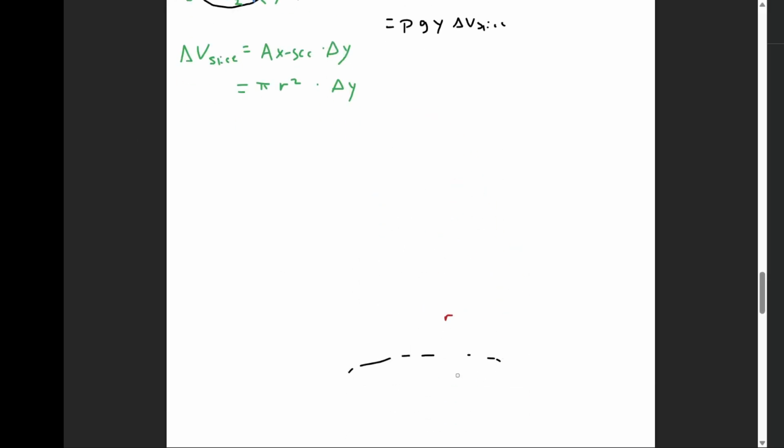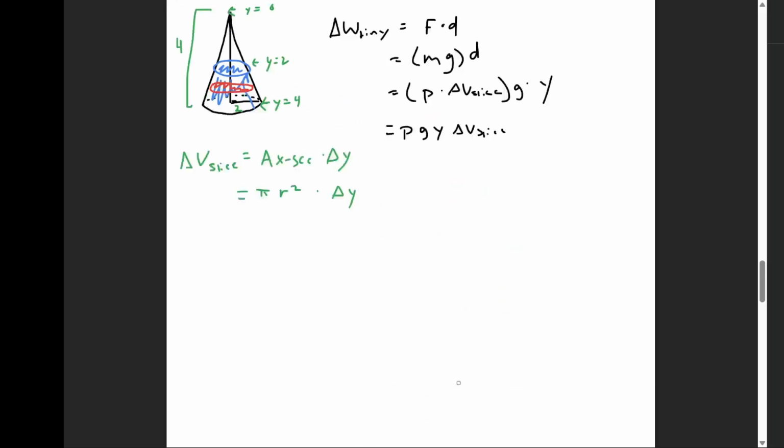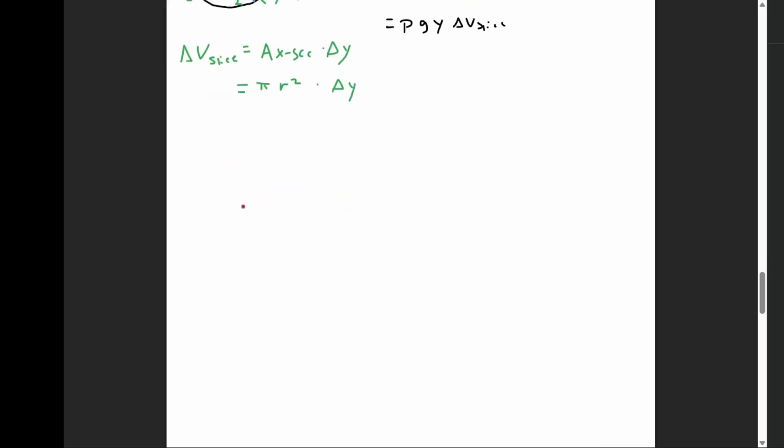So we have to find the ratio of r as it's approaching the top. How do we do that? We use a little thing called similar triangles.